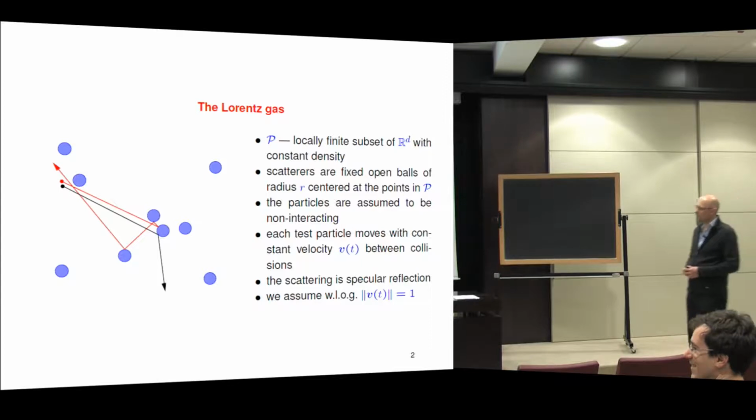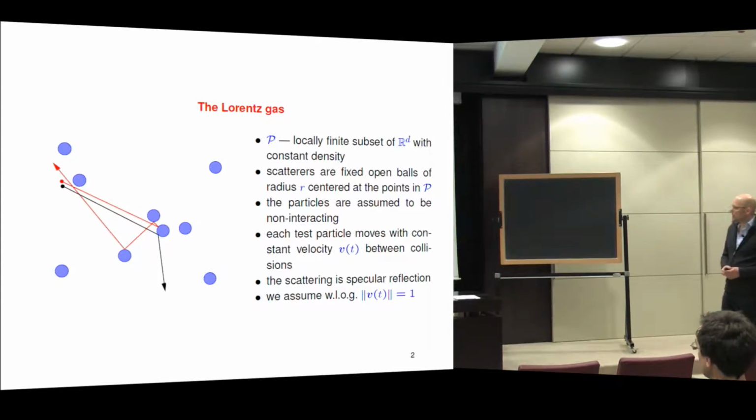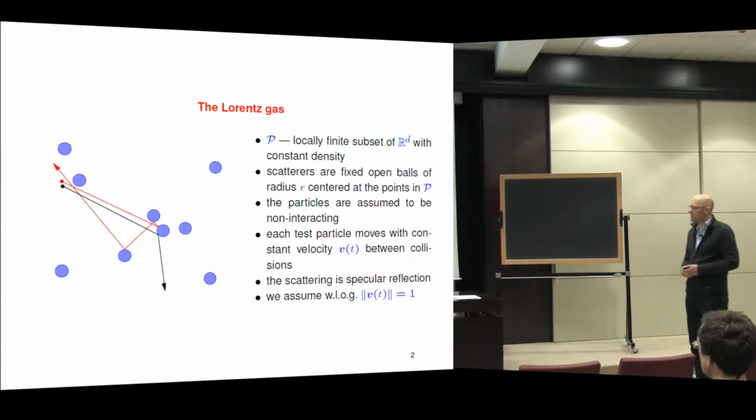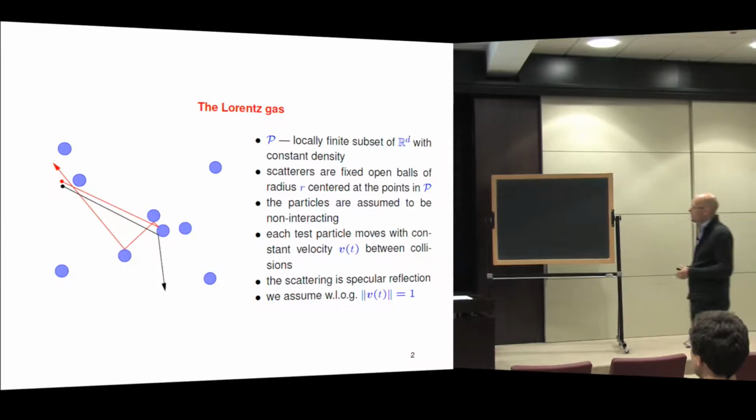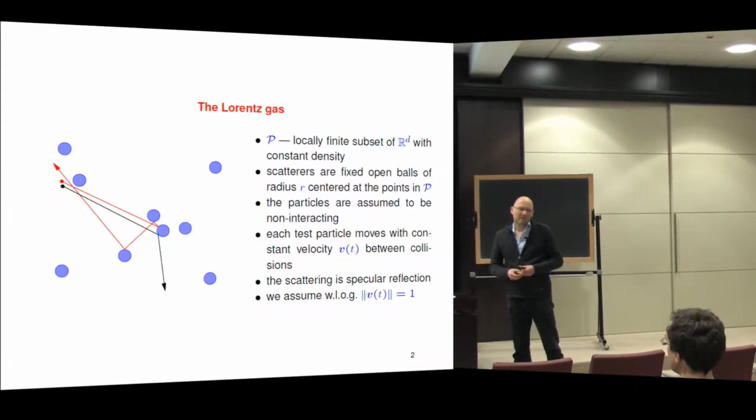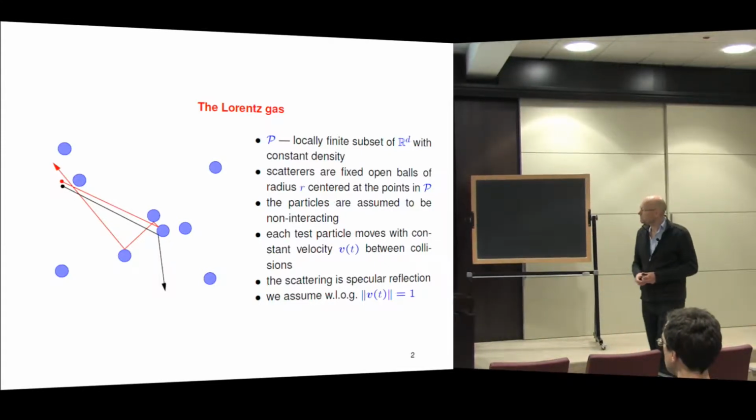Here is the setting of the Lorentz gas. Most of you know it. So we take a point set in R^d, a locally finite subset. We assume it has constant density. We're looking at a homogeneous setting here. So this means that the number of points in a big ball is asymptotic to the volume of the ball.